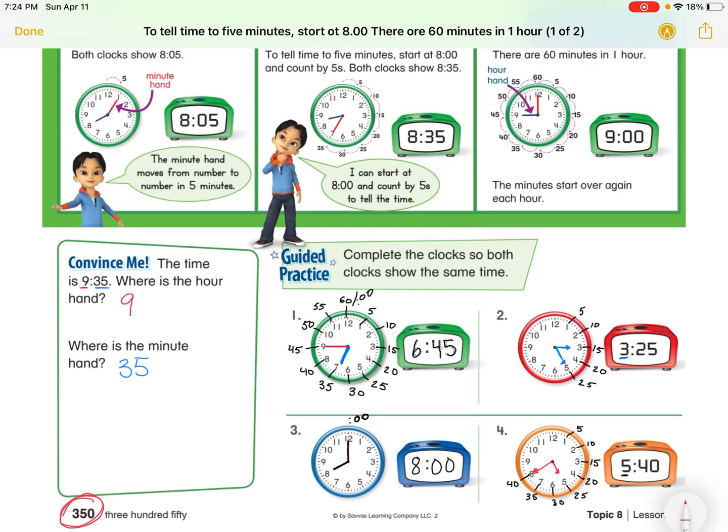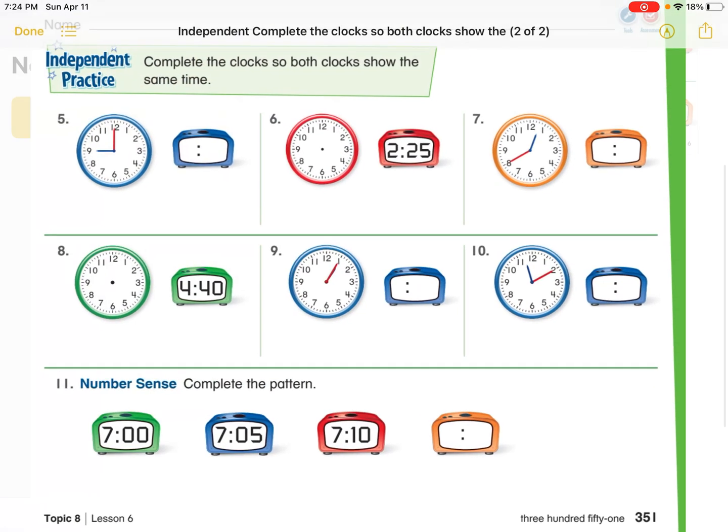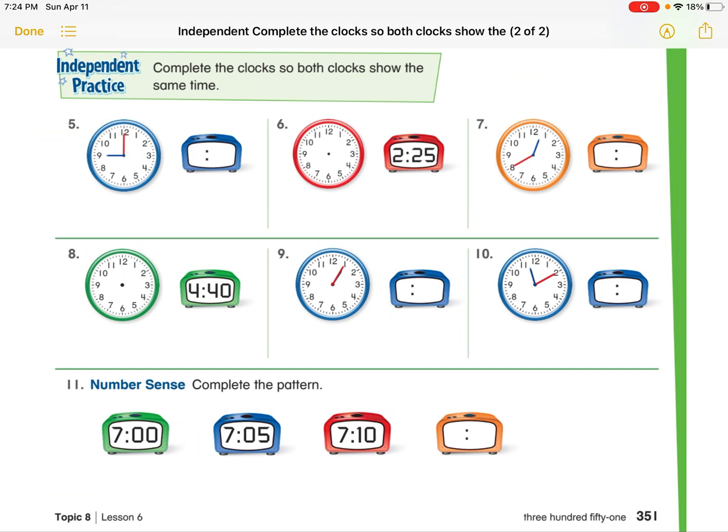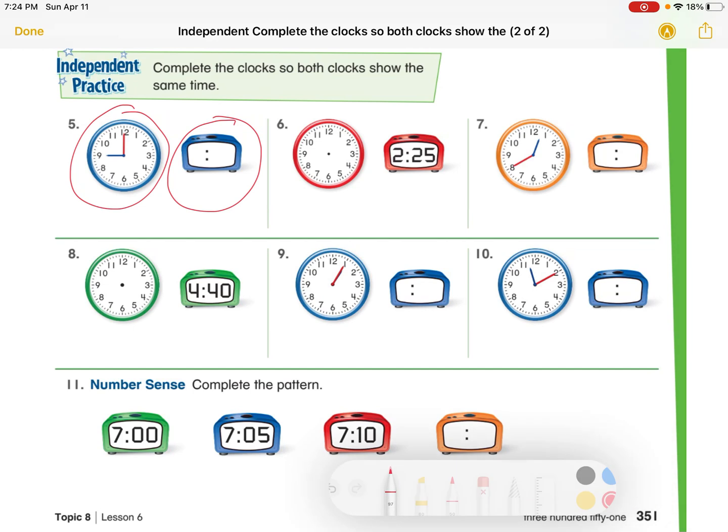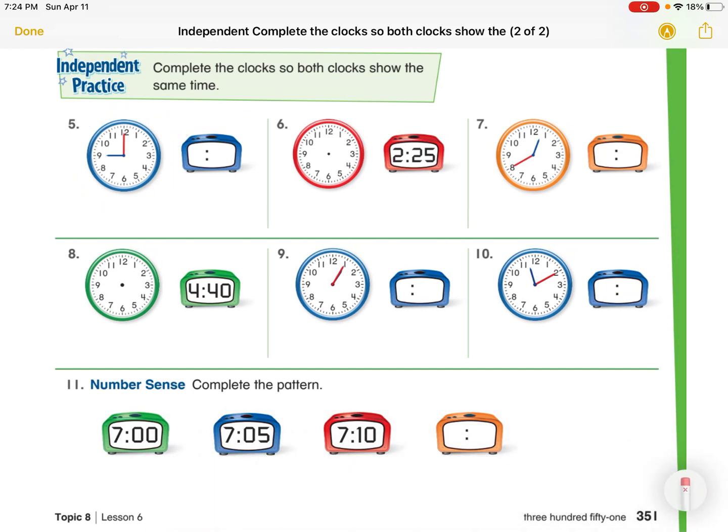Let's take a look at the independent practice. So for the independent practice, you're going to be doing the exact same thing as the guided practice. Either you're showing me the time on the analog clock, which is this clock here, or you're telling me the time on the digital clock, which is that time there. So you're going to be doing that for problems 5 through 10.